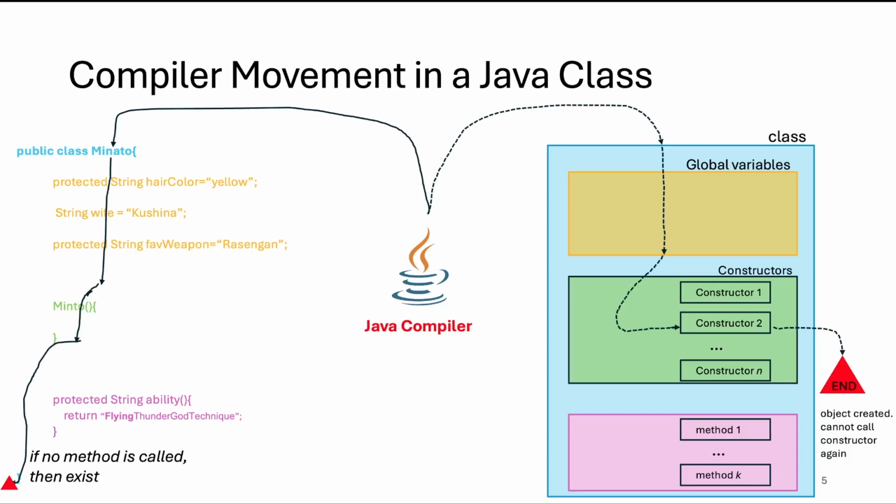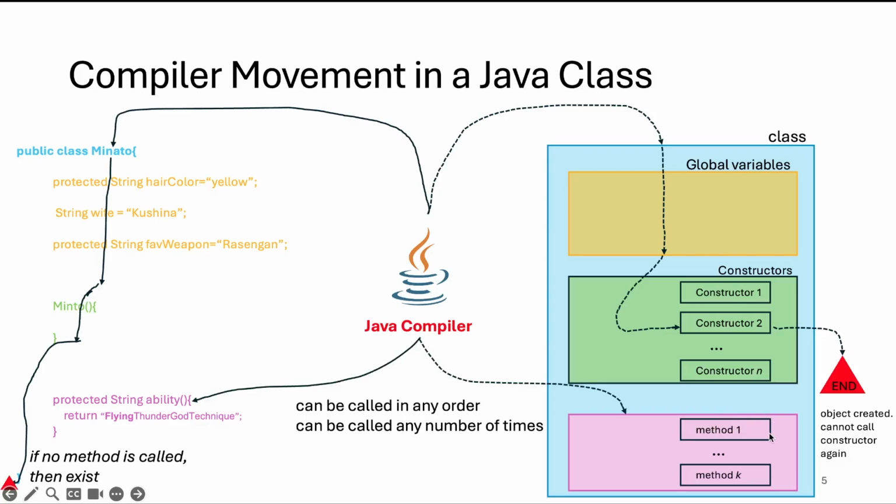Once you create the object, using object dot method, you can access any method with ease. These methods can be called any number of times in any order. Okay? Whereas the constructors can be called only once and they have to be at the beginning.